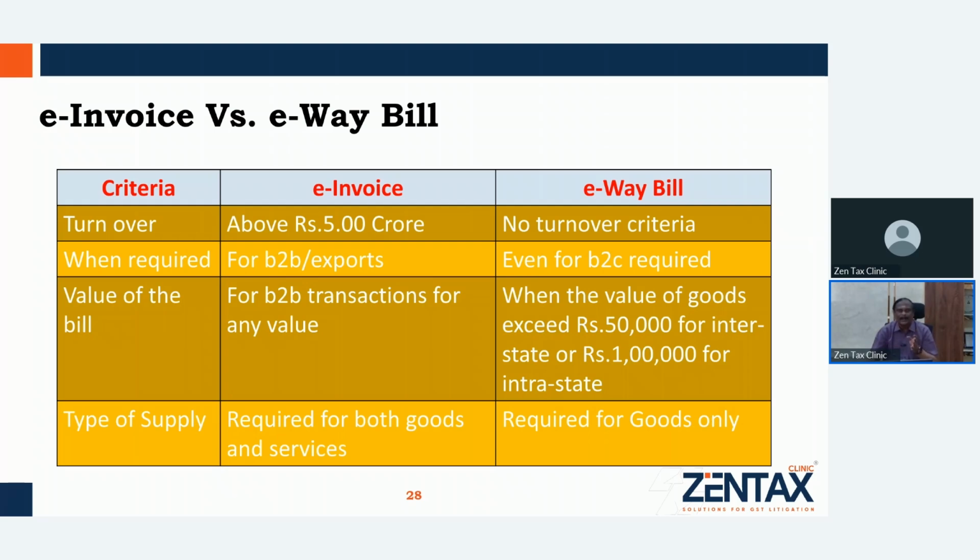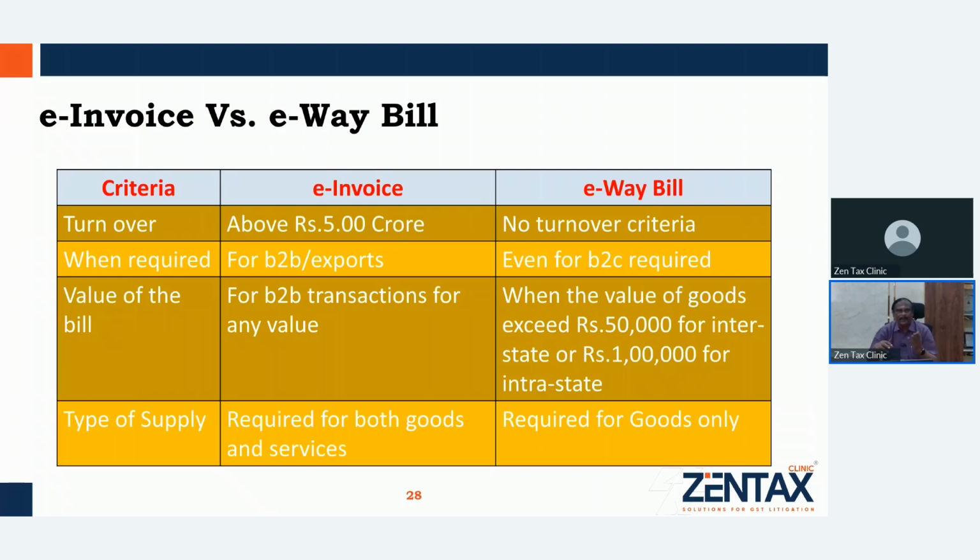For e-invoice, there is no value limit of the bill. Even if you are going to give a bill for 100 rupees to another registered person, you have to generate an e-invoice. But for e-way bill, for interstate supply, only if the value exceeds 50,000 do you have to generate an e-way bill. Otherwise, for intrastate, more than 1 lakh, you have to take it.